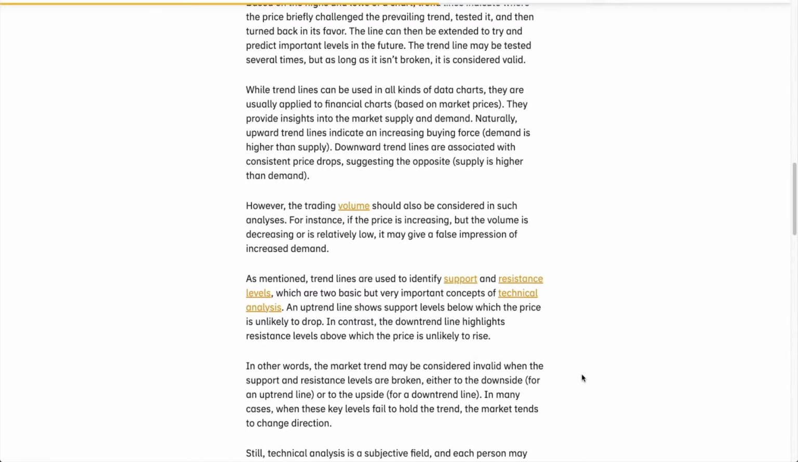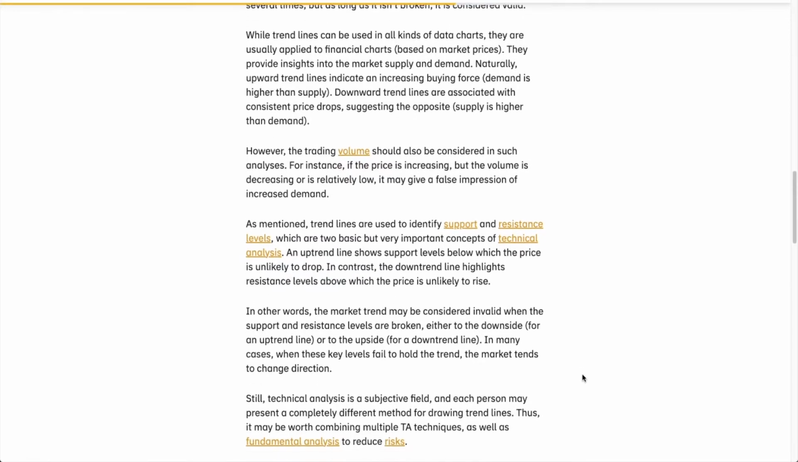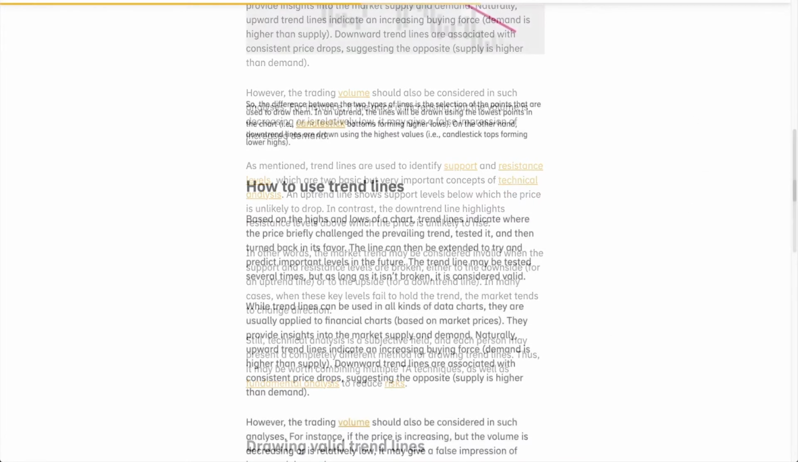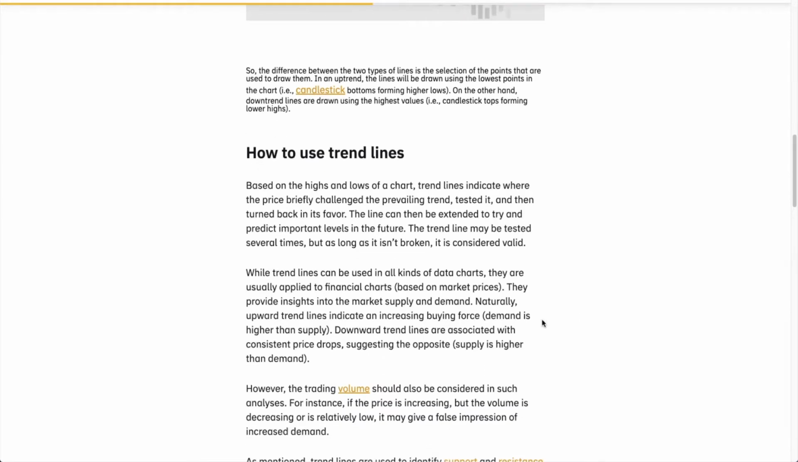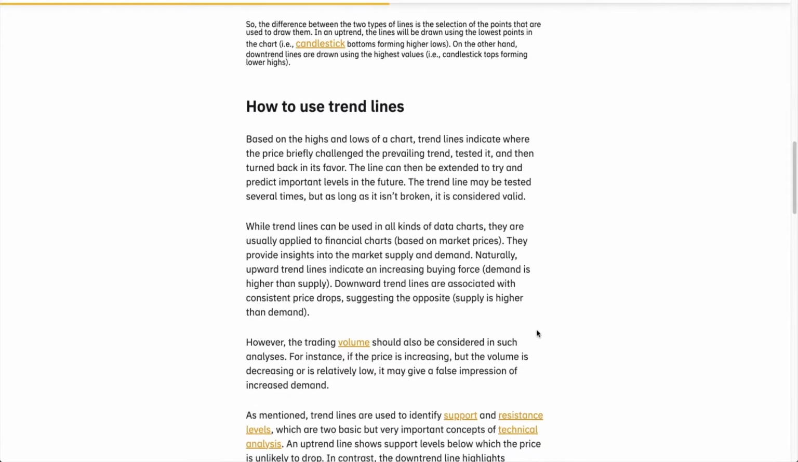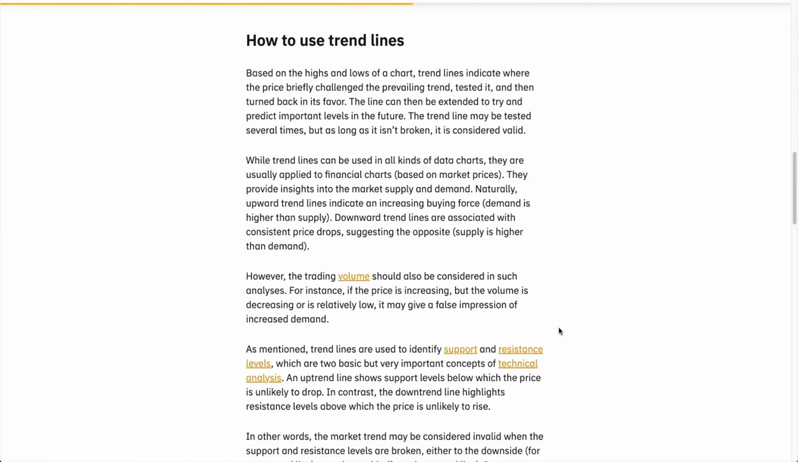Now, while trend lines can be used in all kinds of data charts, they are usually applied to financial charts based on market prices. They provide insight into the market supply and demand. And naturally, upward trend lines indicate an increasing buying force. Basically, demand is higher than the supply. Downward trend lines, in contrast, are associated with consistent price drops, suggesting the absolute opposite: supply is higher than demand.